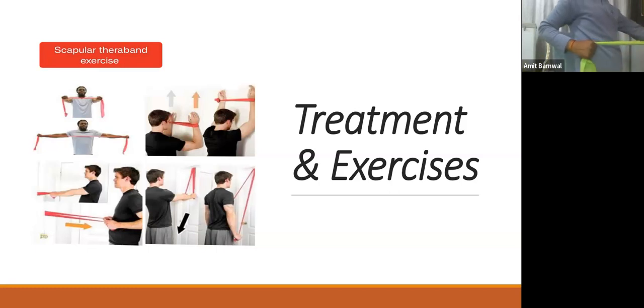Simply we are going to pull it and hold it for a 10 count. Usually we can start with 5 counts, then progress to 10 count, maybe 5 repetitions or 10 repetitions. We can fix it in any sort of hook, like in a door, and simply keeping the hand straight, we pull it down just to activate the stabilizer muscles of the scapula.